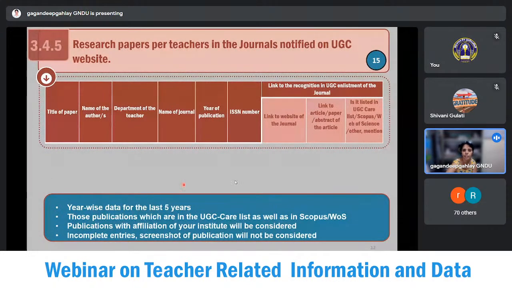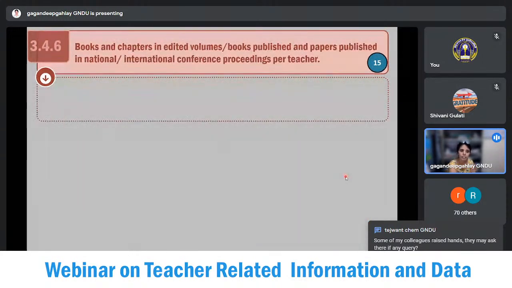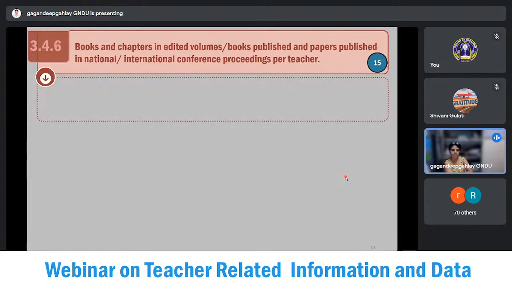So please be careful about this. This is very important. It carries 15 marks. So it has a very high weightage in your NAAC SSR or either your AQAR, even in the AQAR report. After the publications, the NAAC asks us for information about the books and chapters.